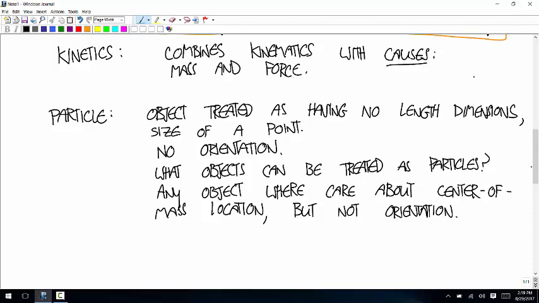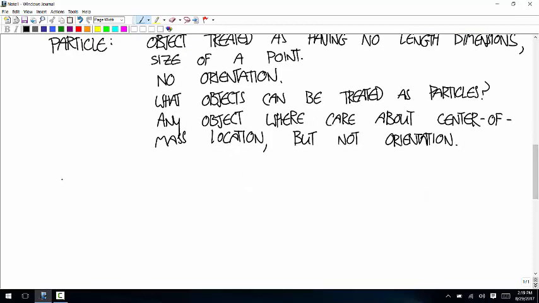And then the last thing is one-dimensional, 1D. An object is in 1D motion if it's moving along a known path.